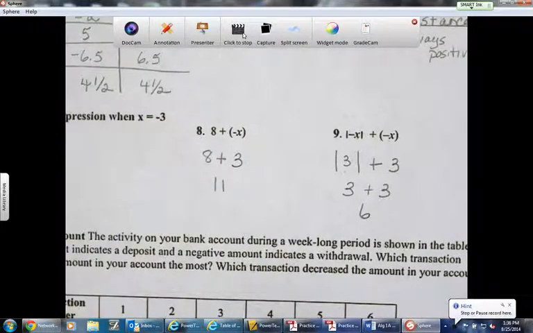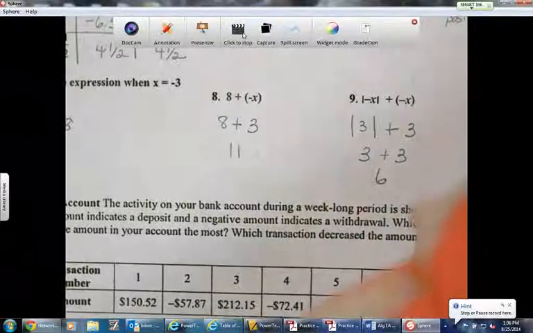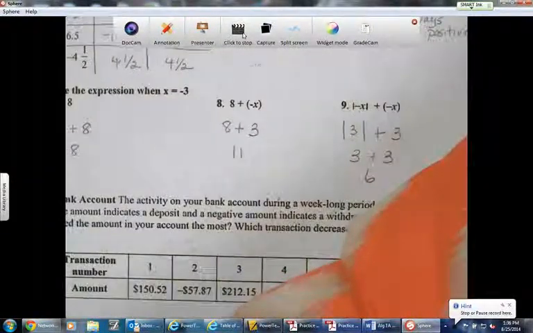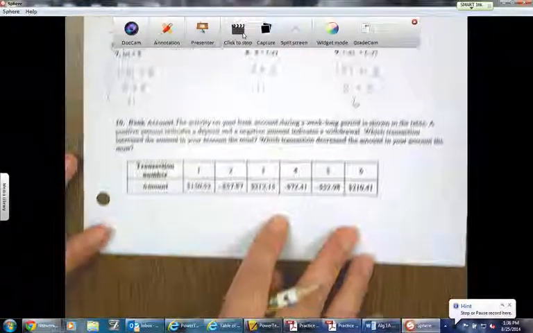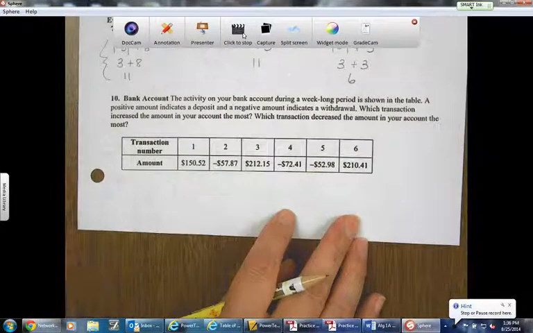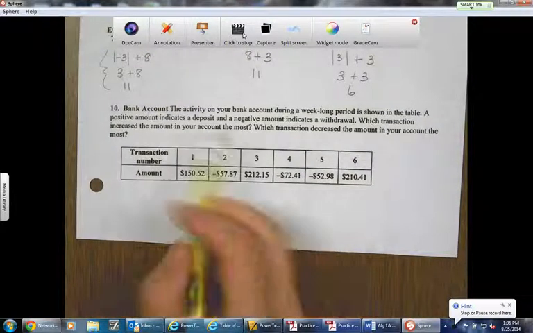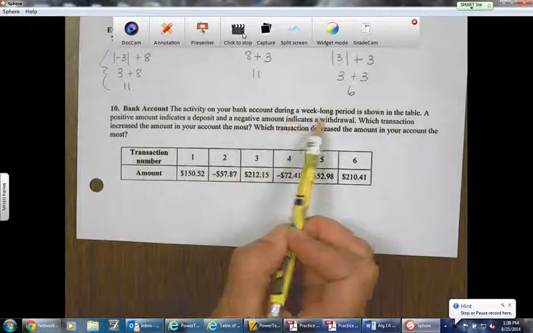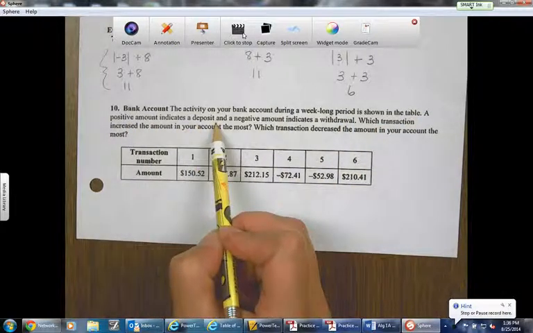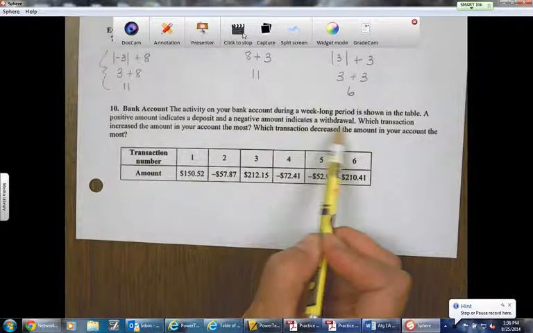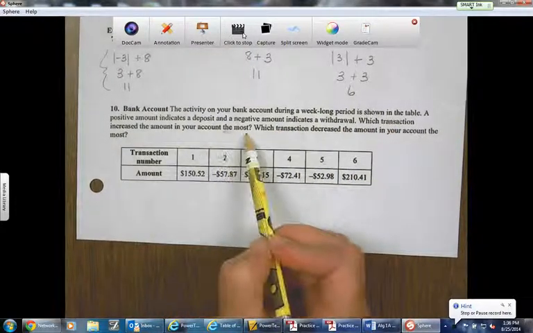All right, last part that we're going to look at. I'm going to zoom this out just a little bit. Hopefully. There we go. Okay. Here's where you see all this in real life, and it's your bank account. It says the activity on your bank account during the week-long period is shown in the table. A positive amount indicates a deposit, and a negative amount indicates a withdrawal. Which transaction increased the amount in your account the most? Which transaction decreased the amount in your account the most?